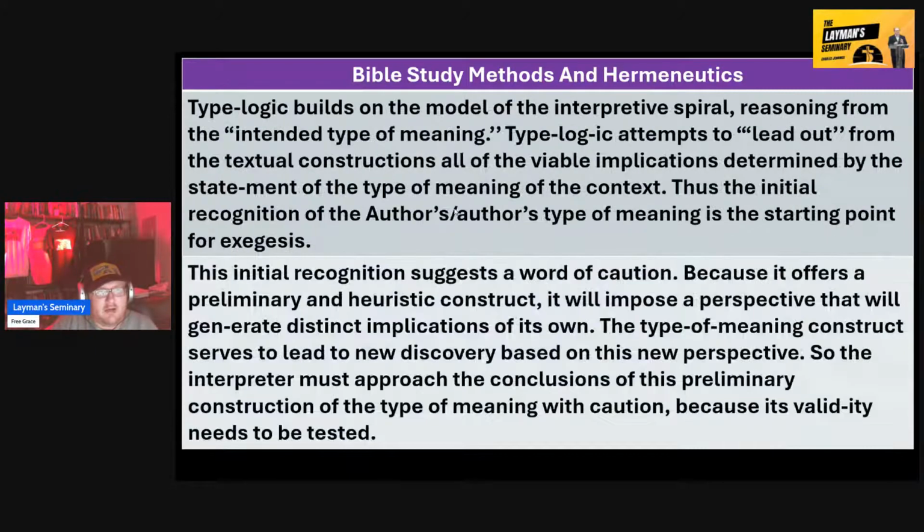Okay, we're going to slow down right here, guys. It's going to get deeper. Type logic builds on the model of the interpretive spiral. Reasoning from the intended type of meaning, type logic attempts to lead out from the textual construction all the viable... So let me back up for a second.